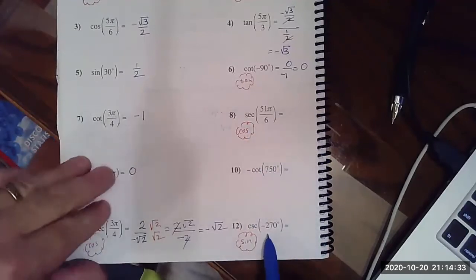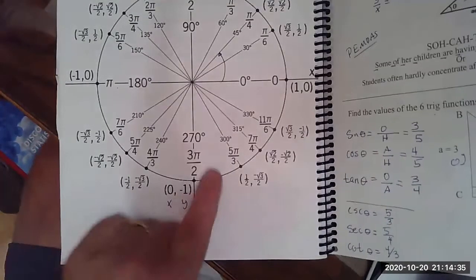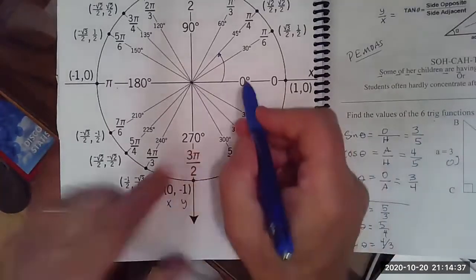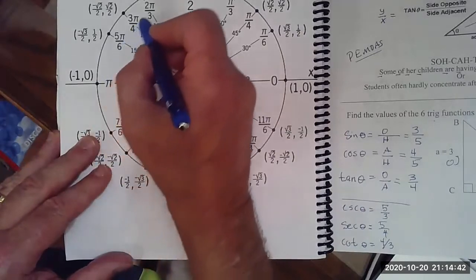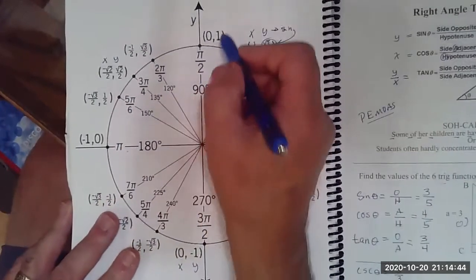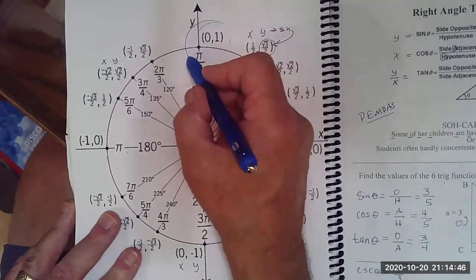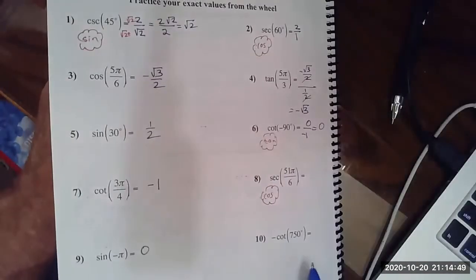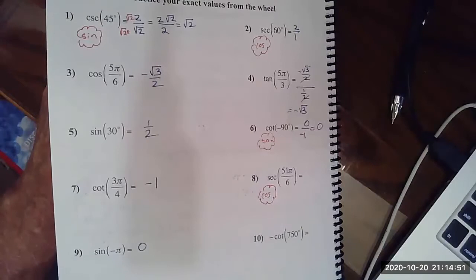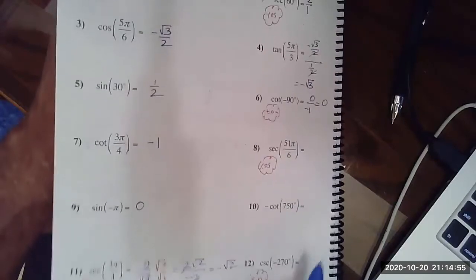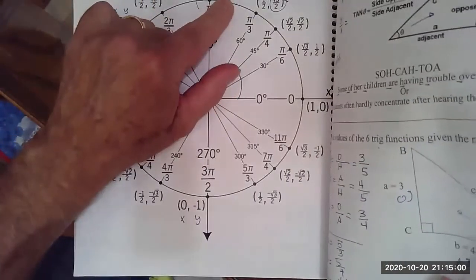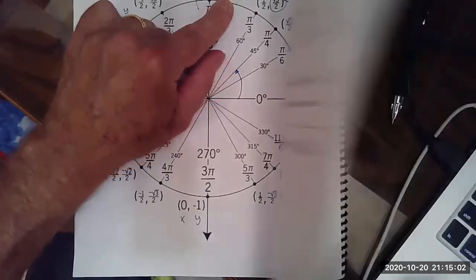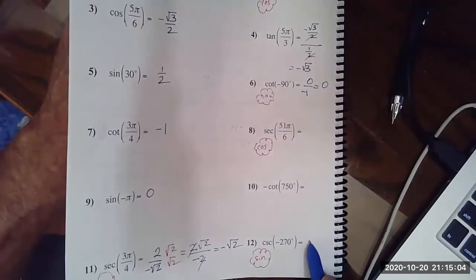This one here, negative 270 degrees. Don't look at that, that's positive 270. You have to go this way: negative 90, negative 180, and another negative 90. So I'm at this stage right here, and I got to go back and say, oh, it's a cosecant. Do the sine first. Sine is the y, so it's 1. And then take the reciprocal, so 1.